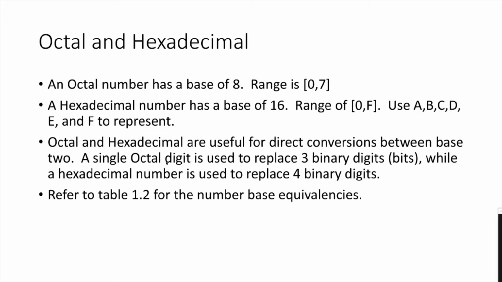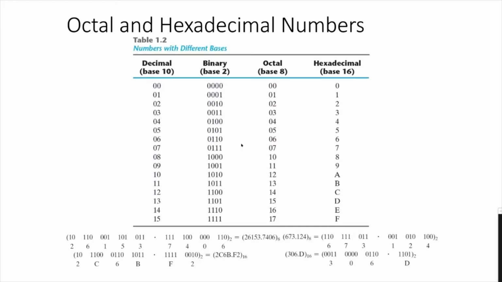A single octal digit is used to replace three binary digits, and a hexadecimal digit is used to replace four binary digits. Okay, so if we look at the table very briefly, we can see the equivalent values. Let's say this is base 10. You have a number going all the way up to 15, right? So what do you expect? This one is going to be F, right?